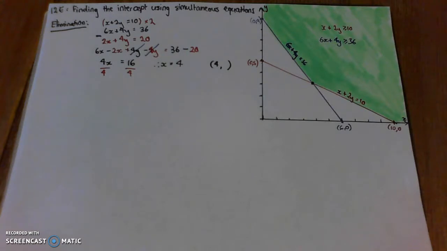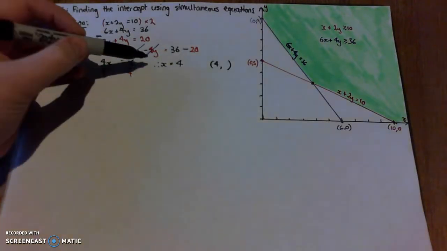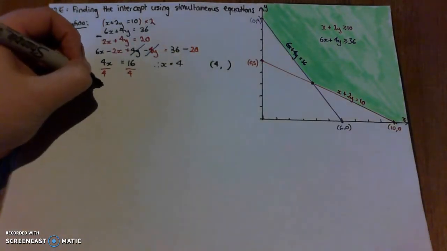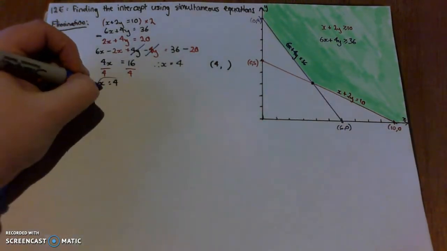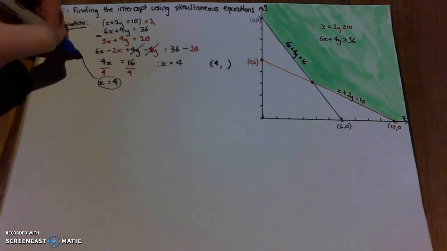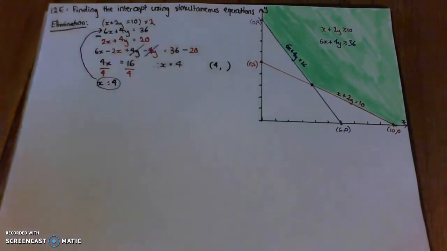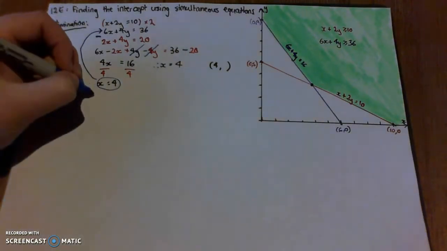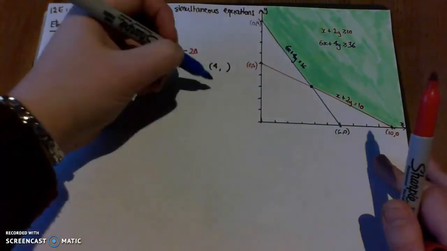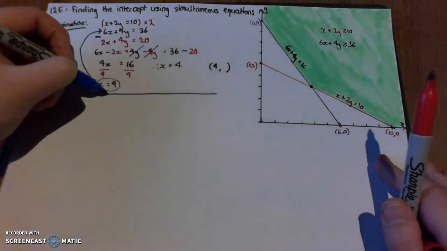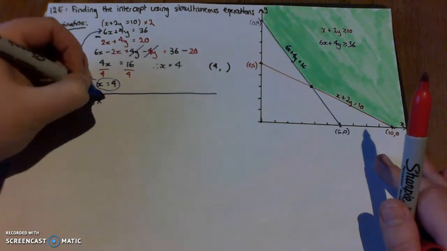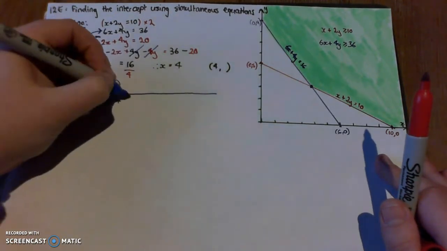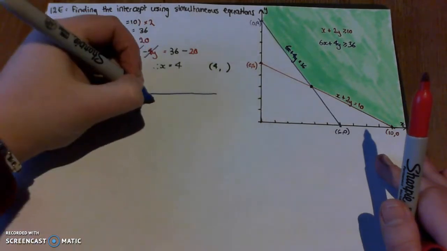Now what we need to do is substitute it back in to our first equation so that we can find out what y would be. So if x is equal to 4, we're actually going to move this 4 value and place it in this equation. So the way we'll do that, we say 6 times 4 plus 4y is equal to 36.